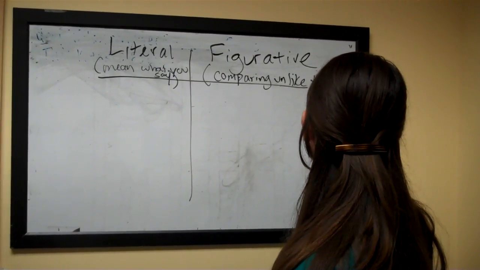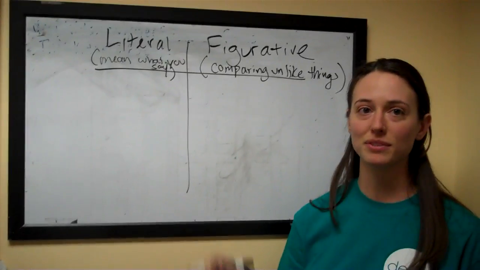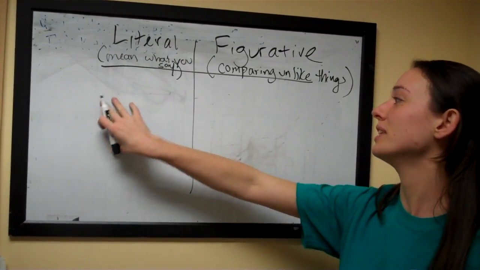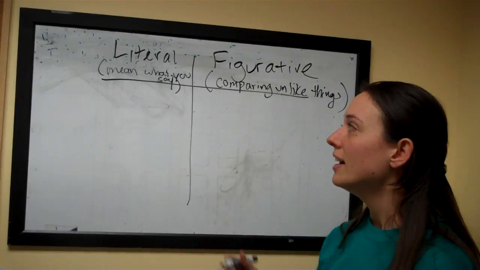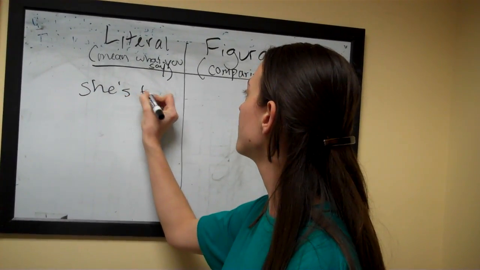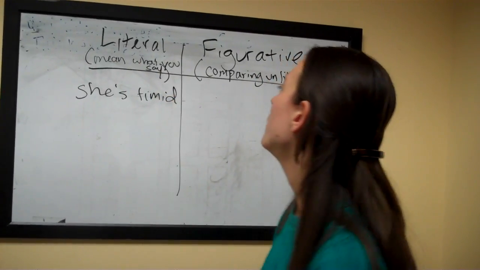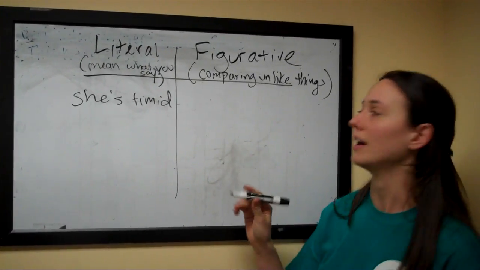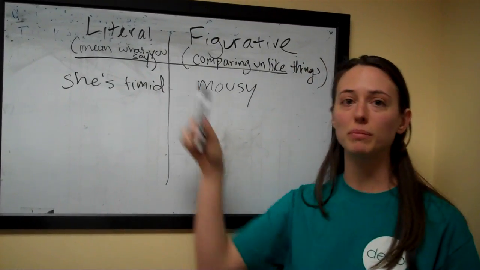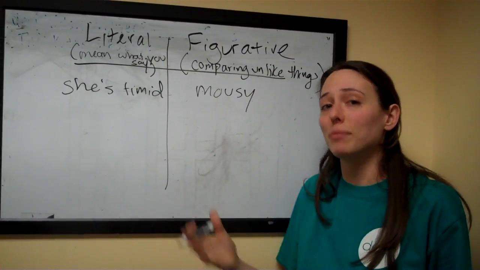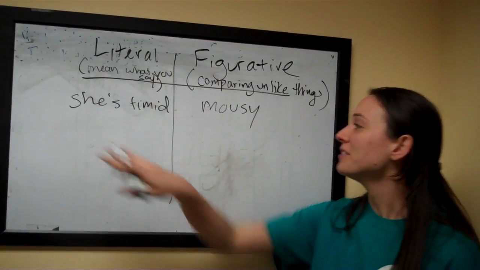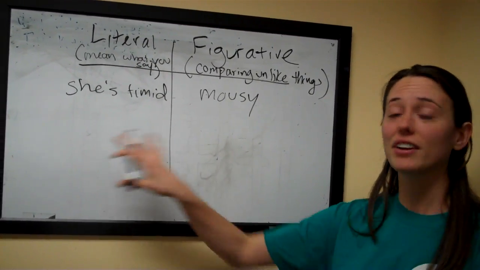And then when you're using the TChart, all you have to do is do 3 steps. First, you would do an example yourself. So I would say, a literal thing would say, she's timid, right? But if I were to say that in a figurative way, I might say she's mousy, because I'm comparing her to a mouse, right? She's not actually like a mouse, but I'm saying she's quiet and timid the way a mouse would be.